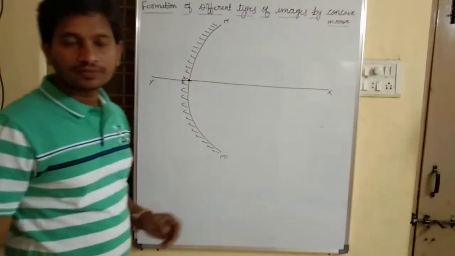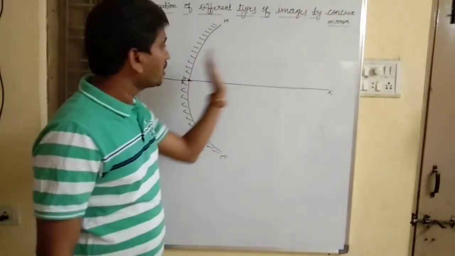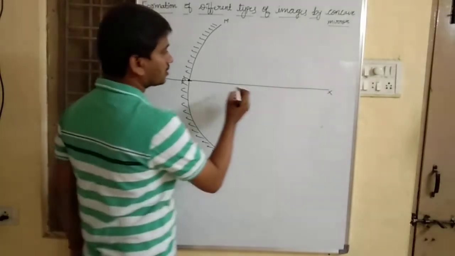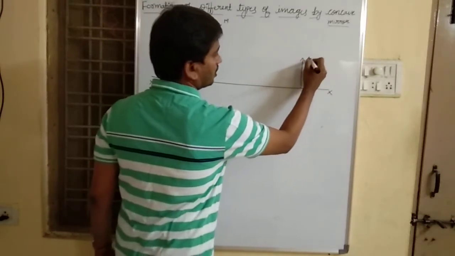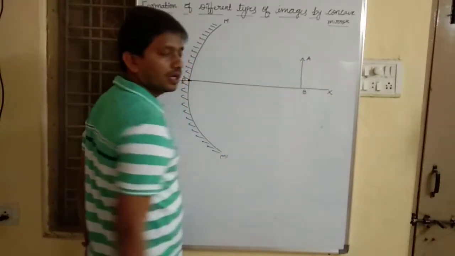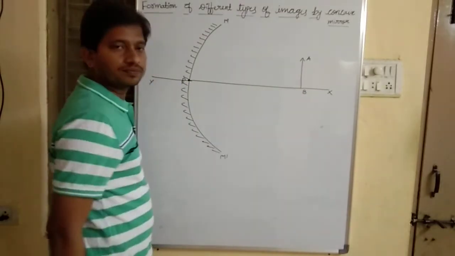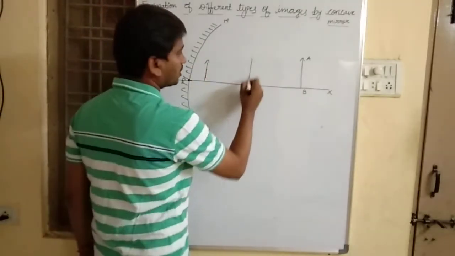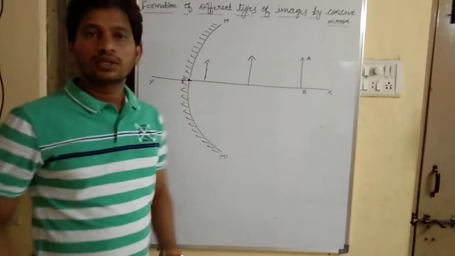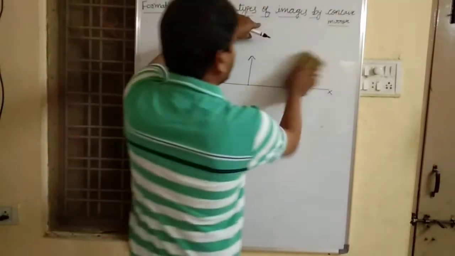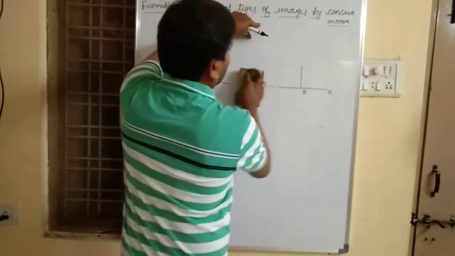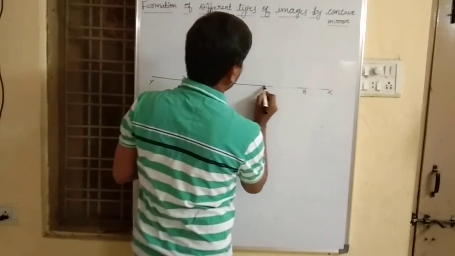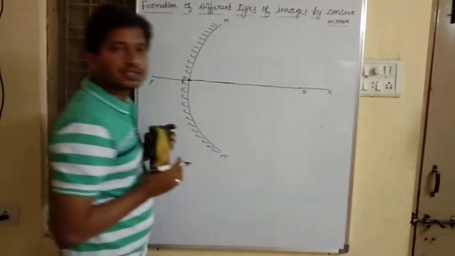We can place an object in front of the mirror at different positions. You can place the object here. Generally, the object is represented by AB. We can also place it here, or here. Anywhere we can place it. So, to get the position of an image, we have to place an object at different points on the principal axis.